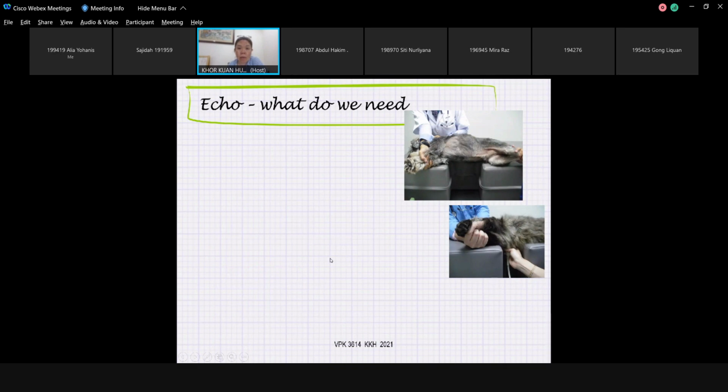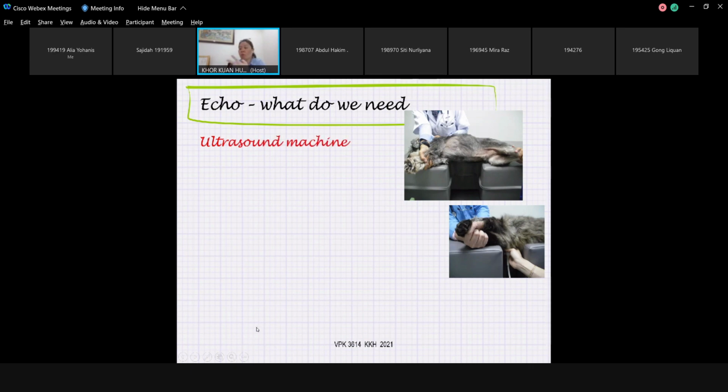Okay, every time Dr. Khor is always right. ECG, right lateral recumbency. Radiograph, she wants right lateral recumbency. Similarly for echocardiography, I want right lateral recumbency. Okay, so that's how you're going to restrain the animal.